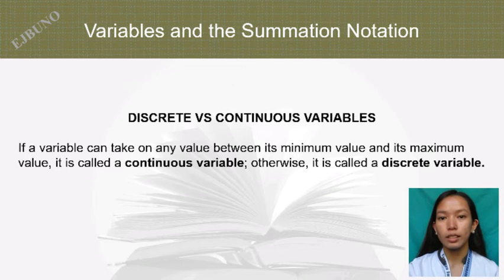Otherwise, it is called a discrete variable. To make it simple, discrete variables are countable. For example, the number of students in Tanawan Institute. It might take you a long time to count the last item, but the point is it's still countable. And continuous variables would literally take forever to count. For example, time.